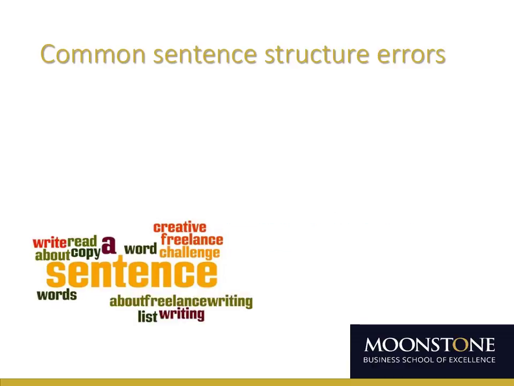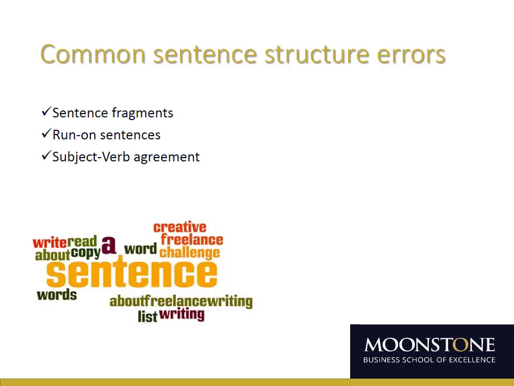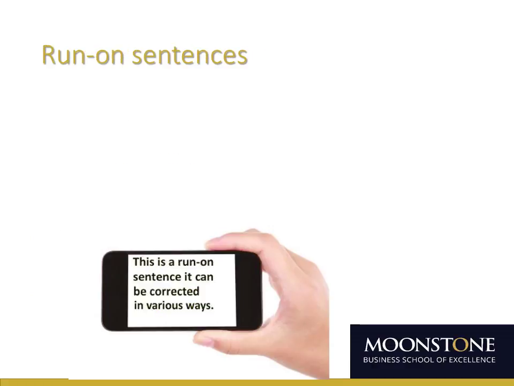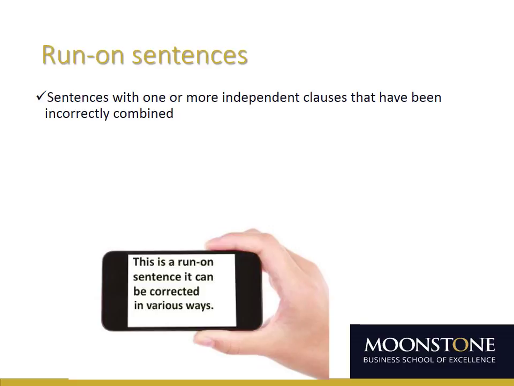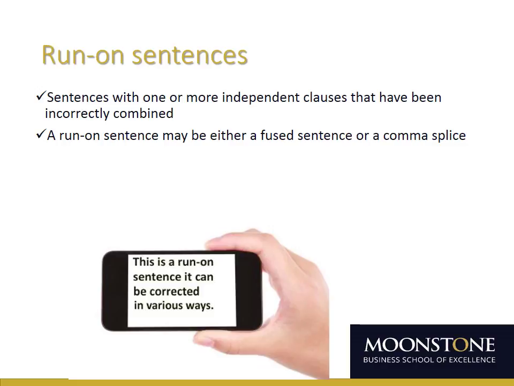There are three common sentence structure errors that should be avoided at all times: sentence fragments, run-on sentences, and the subject-verb agreement error. Run-on sentence errors often occur when we use lengthy sentences. Run-on sentences occur when sentences with one or more independent clauses have been incorrectly combined. A run-on sentence may be either a fused sentence or a comma splice.